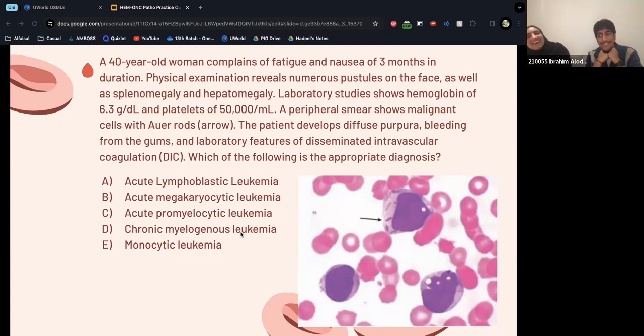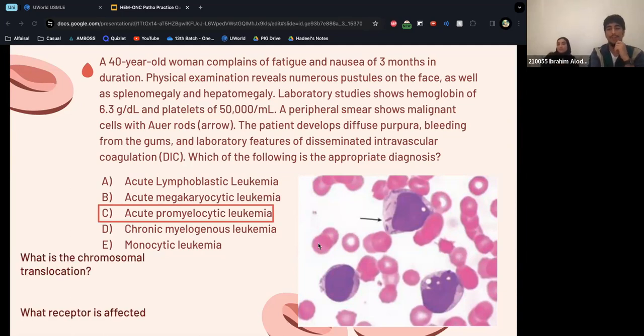Good job, guys. Okay, now we're going to make it a little bit harder. How do you treat this? What's the chromosomal translocation? What receptor is affected? And how do you treat it? I mentioned all these 3 things earlier, so you should remember it.